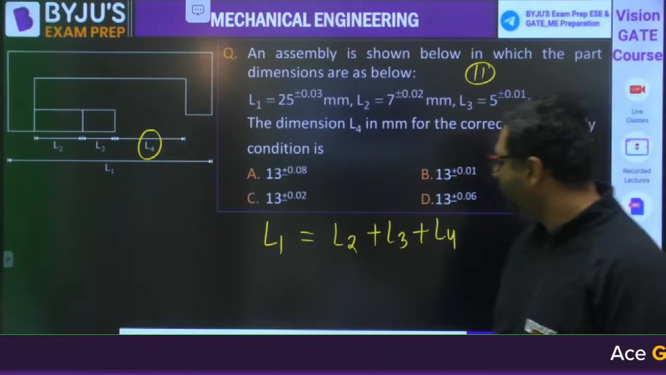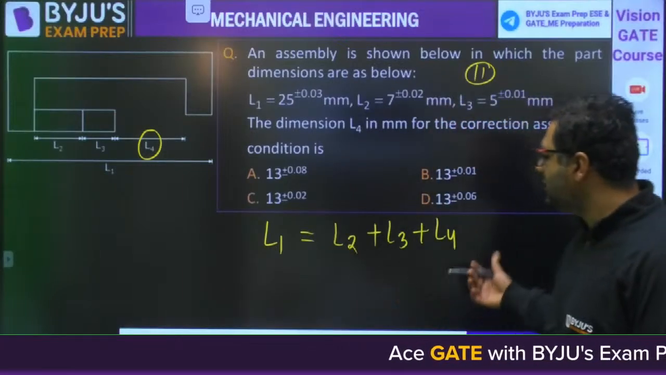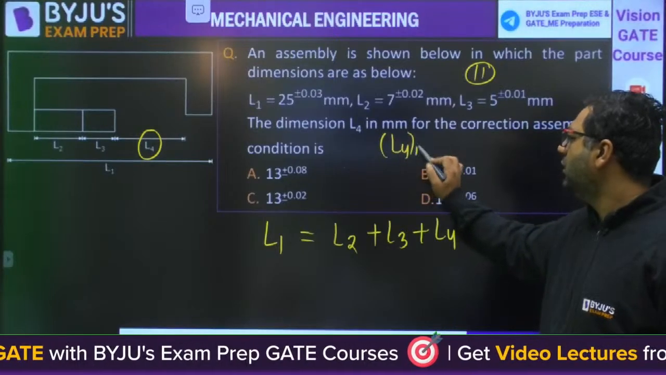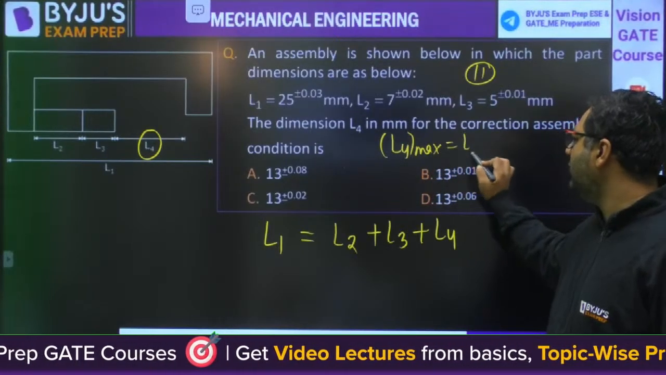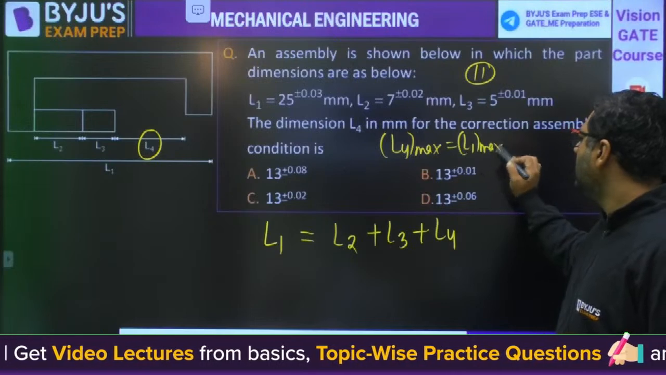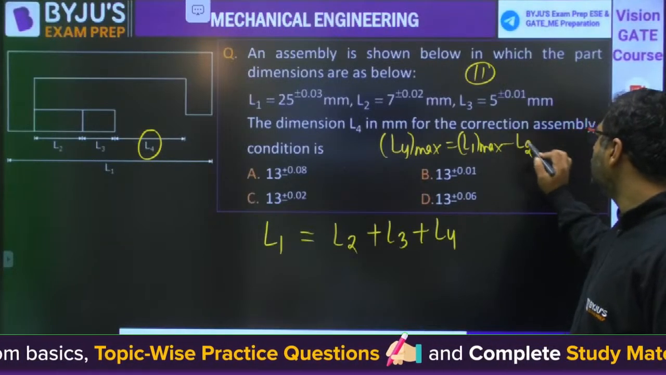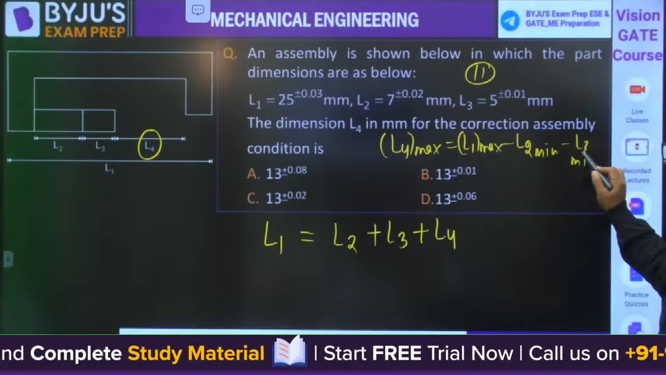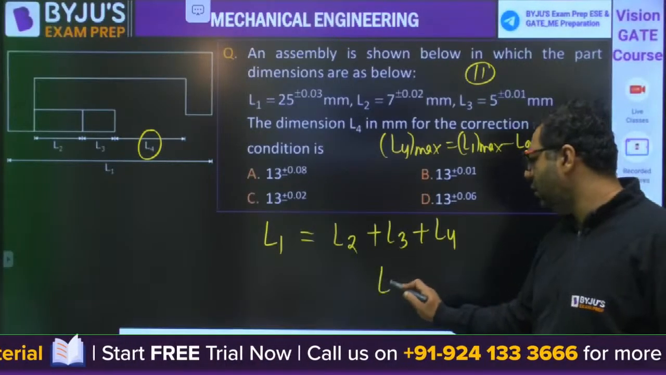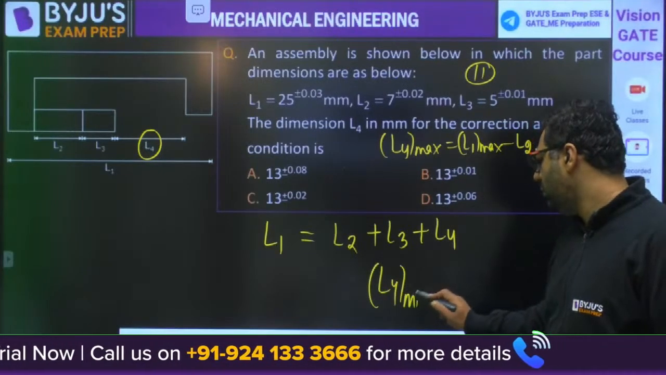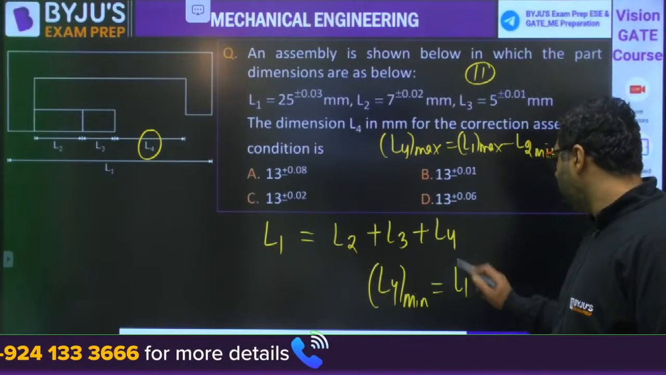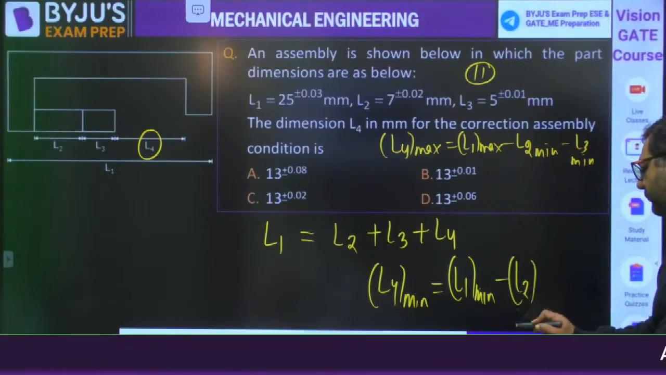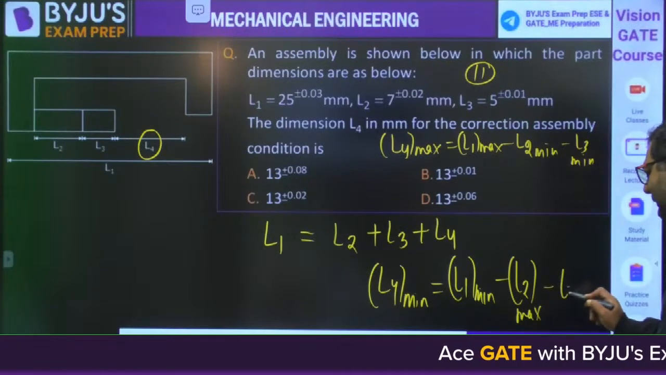Now you know that whenever you are finding this, if you want L4 max, L4 max will be nothing but L1 max minus L2 minimum minus L3 minimum. Similarly, when you are finding L4 minimum, it will be L1 minimum minus L2 maximum minus L3 maximum.